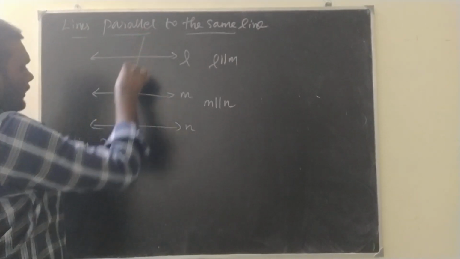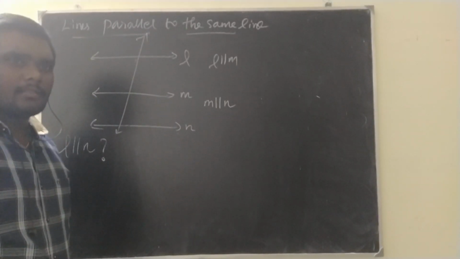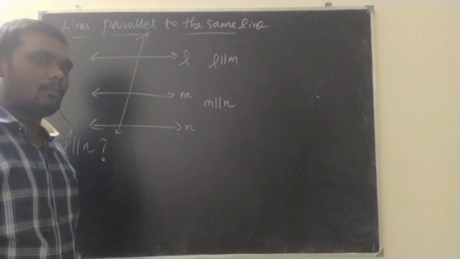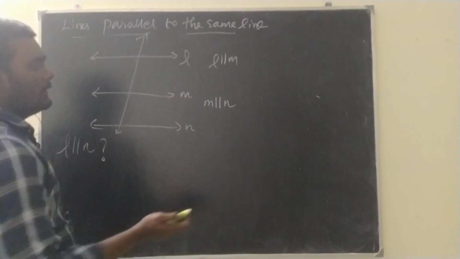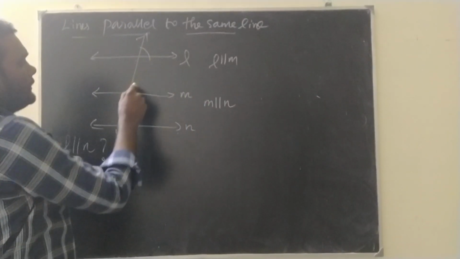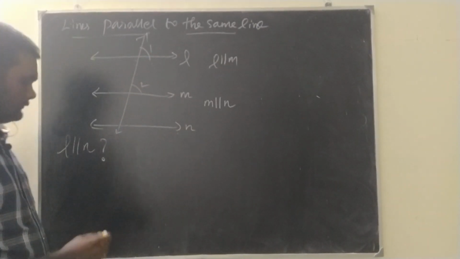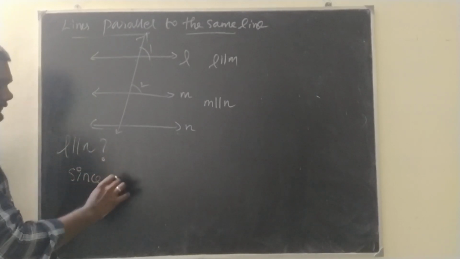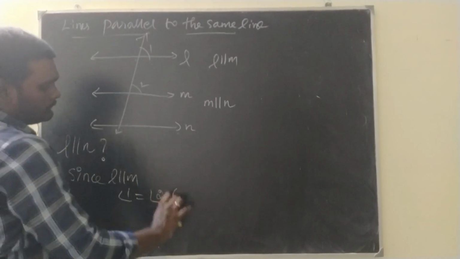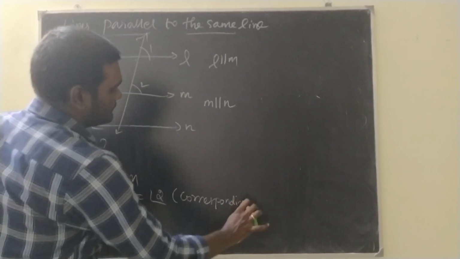Simply, we'll draw one transversal. You know about transversal, right? Transversal means a line which intersects more than one line. In this, as L and M are parallel, we can say the corresponding angles are equal. I am naming them 1 and 2. So, since L is parallel to M, I can say angle 1 is equal to angle 2. The reason: corresponding angles.